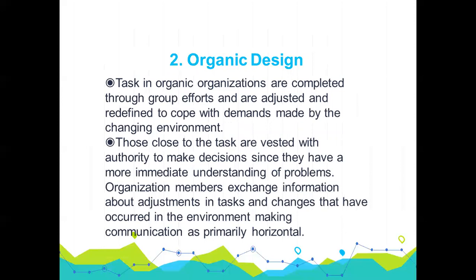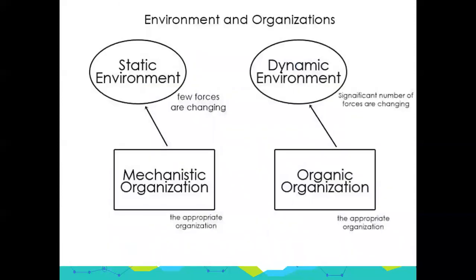The tasks in organic organizations are completed through group efforts and are adjusted and refined to cope with demands made by the changing environment. Those close to the task are vested with authority to make decisions since they have a more immediate understanding of problems. Organization members exchange information about adjustments in tasks and changes that have occurred in the environment, making communication primarily horizontal. All right, so here's the illustration.